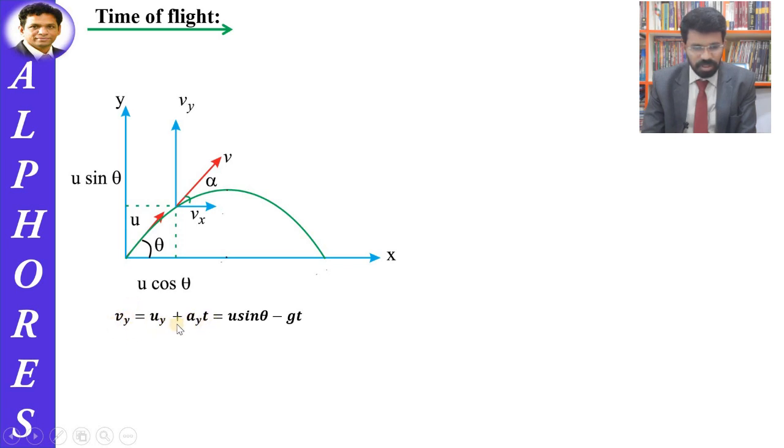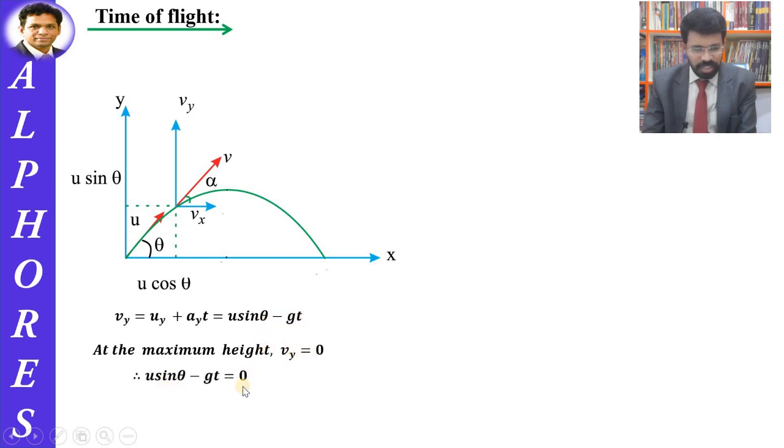Since it is upward motion, this ay will be replaced with minus g, isn't it? And uy is what? U sin theta. So it is replaced here. So vy is equal to u sin theta minus gt, isn't it? And what is going to happen to this vertical component of velocity by the time it reaches maximum height? This vy becomes 0. Just now we have seen. So if you replace this vy with 0, what you will have? At the maximum height, vy is 0. What you will have? U sin theta minus gt is equal to 0.